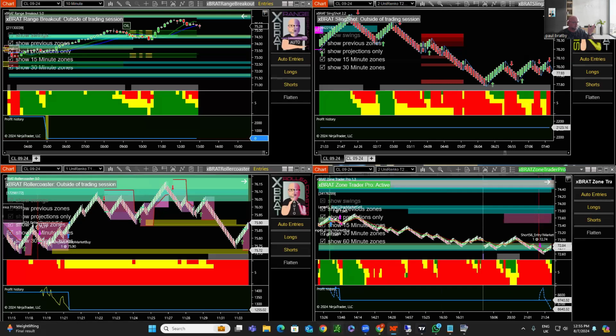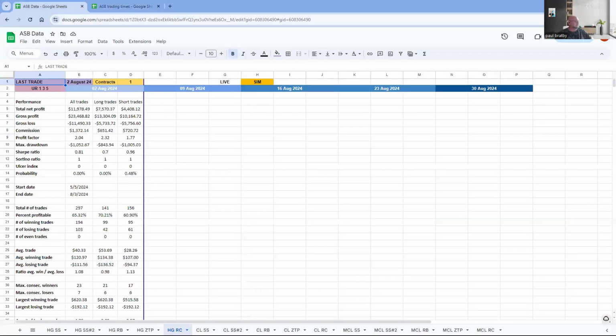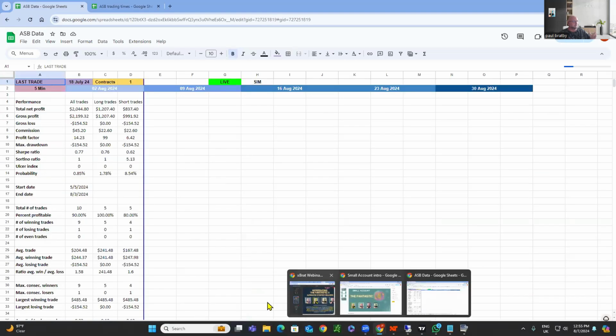Okay. And that's what this point is here when I talk about these. We can see at the moment, we've got Slingshot live. So if you've got over a 10K account, you would have this one live. You would have this one live. Range Breakout is in sim at the moment. Zone Trader Pro is in sim. Roller Coaster is in sim. Slingshot Oil live, and so on and so forth.